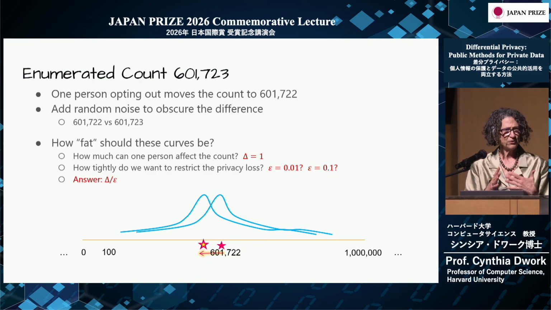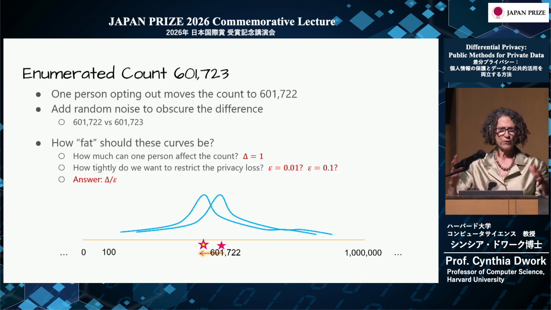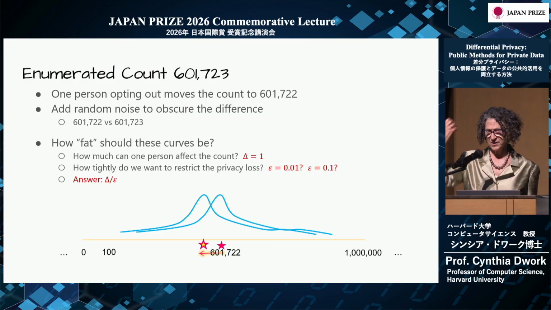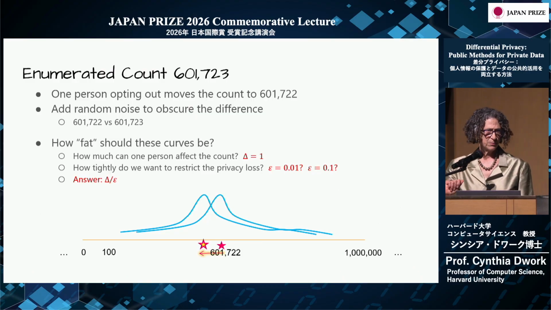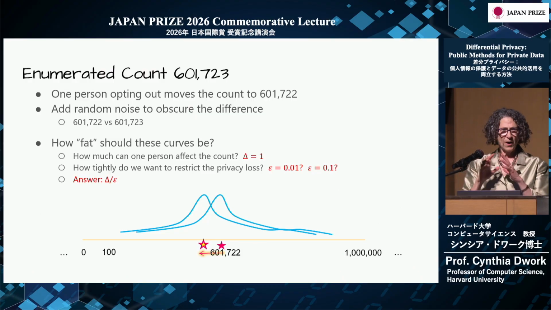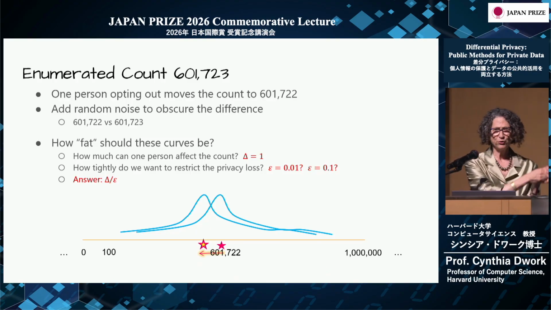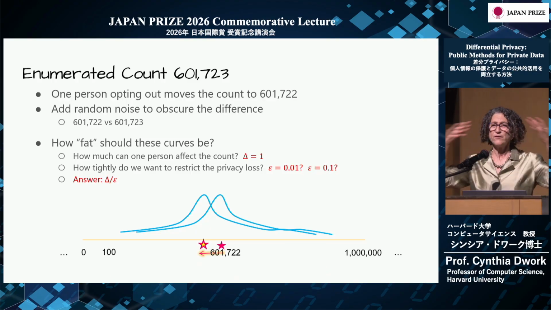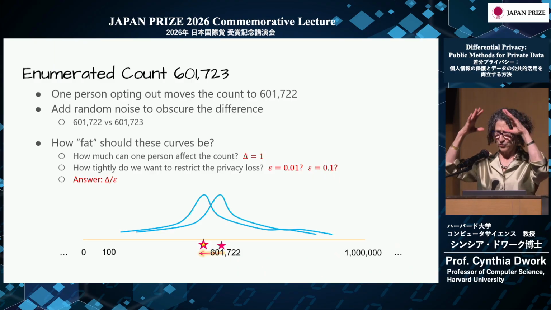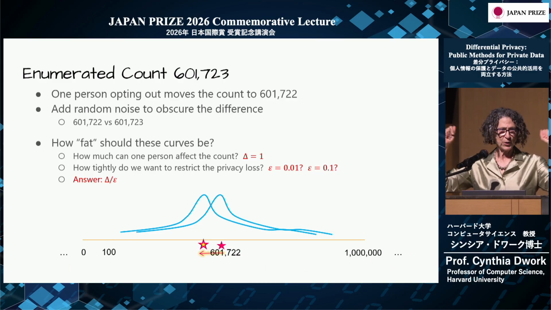And the right answer is that the width of the curve, sort of like the standard deviation, should scale with the sensitivity divided by the privacy parameter. So a larger sensitivity, meaning one person's data can really swing the outcome a lot, says we need a fatter curve. And there's delta sitting there in the numerator, so when it's bigger, the curve is going to be fatter.